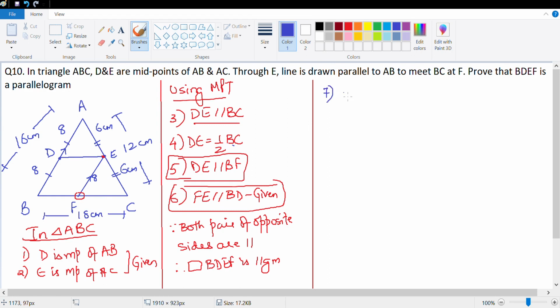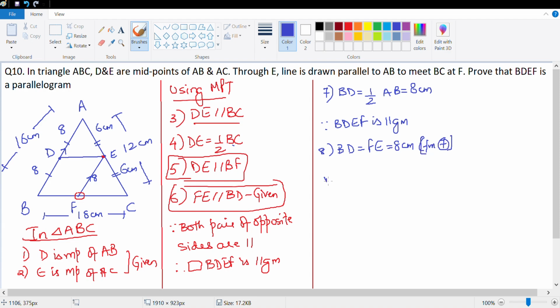Number 7, BD is equal to half of AB, which is equal to 8 centimeter. Next, since BDEF is a parallelogram, therefore number 8, BD is equal to FE, which is equal to 8 centimeter. This is from 7. Next, from number 4, I get DE is equal to half of BC, which is half of 18 centimeter. Therefore, DE is equal to 9 centimeter.